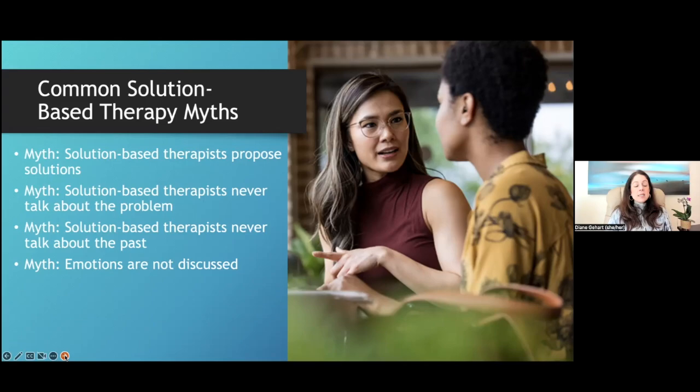So another myth is that solution-based therapists never talk about problems. They absolutely do talk about problems. They do talk about the past, even though it's a very future-focused, the most future-focused approach out there. You still talk about problems. You still talk about past. You are still empathetic and caring, and you want to hear about it. But they have some real subtle interventions, even when they're talking about problems, that start creating room for possibilities.